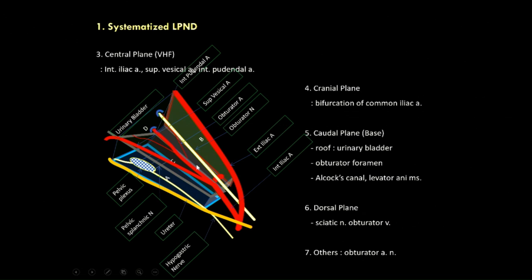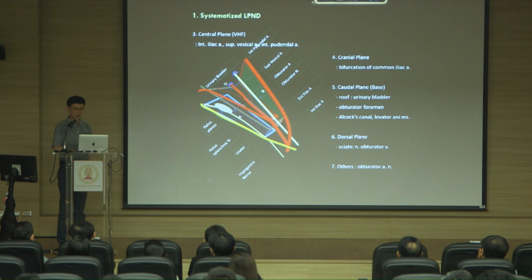So between plane A and C is the internal iliac group. Between plane B and C is the obturator group. The final goal is to remove the lymphareolar tissues in all these areas, but preserve arteries, nerves, and other important structures. So this is how we do it systematically.